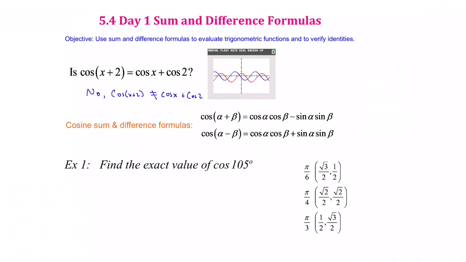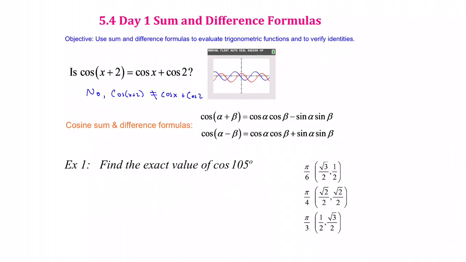So if they are not equivalent, what does cosine of the quantity x plus 2 equal? Well, we have two formulas for the cosine of a sum and difference, one for each. Cosine of alpha plus beta is equivalent to cosine of alpha times cosine of beta minus sine of alpha times sine of beta. Not as easy as just distributing that trig function through. And if it's cosine of alpha minus beta, everything stays the same, except you can see that in the second equation you would be adding instead of subtracting. So if you add the two angles, you subtract those two products. If you subtract the two angles, you add those two products. That's the difference between those two formulas.